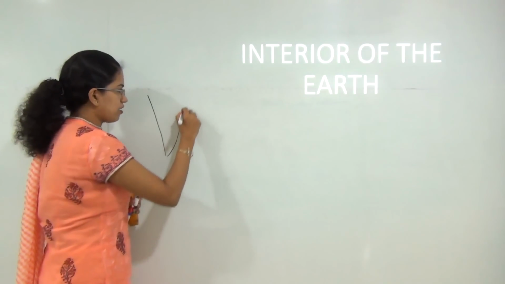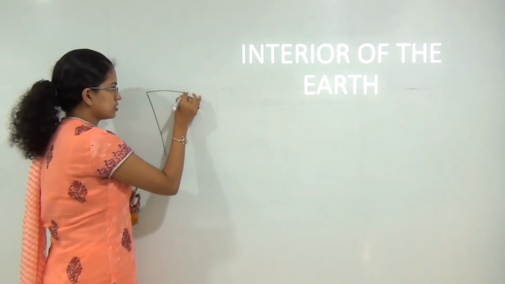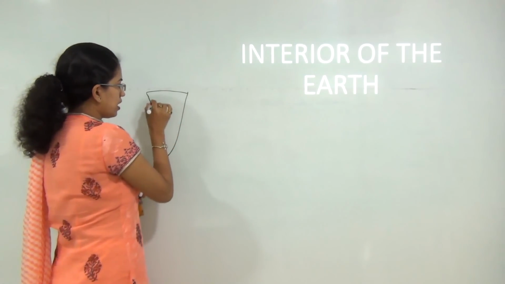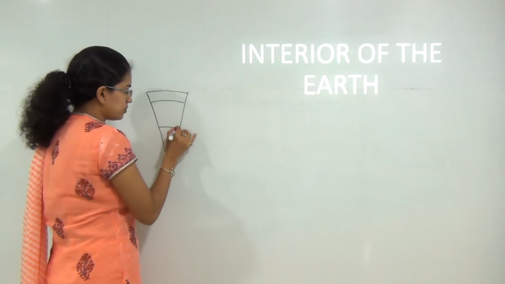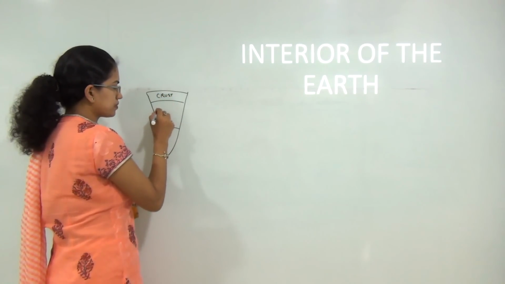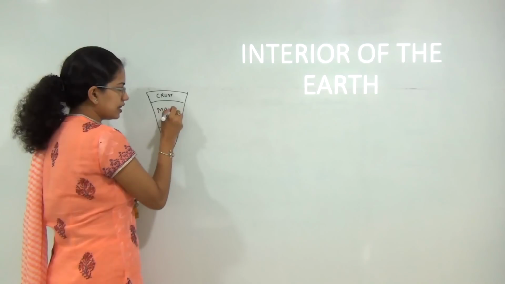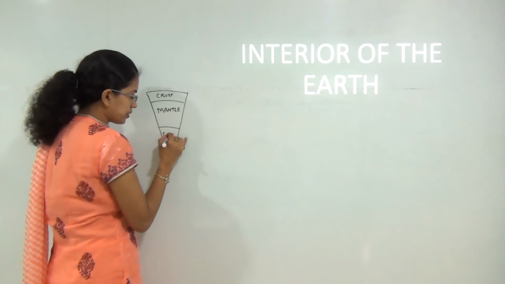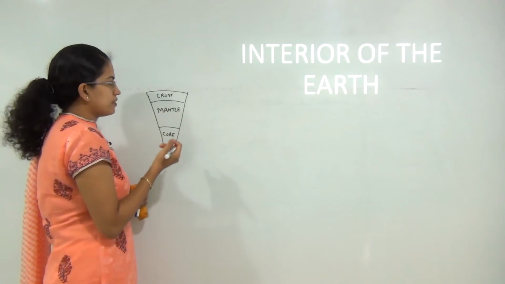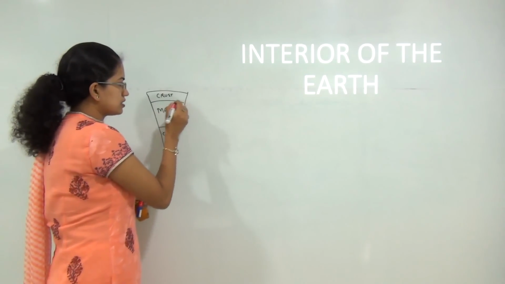So if I have this as a section of the earth, I can divide it into three broad sections: the crust, mantle and core. I am trying to simplify it as much as possible.